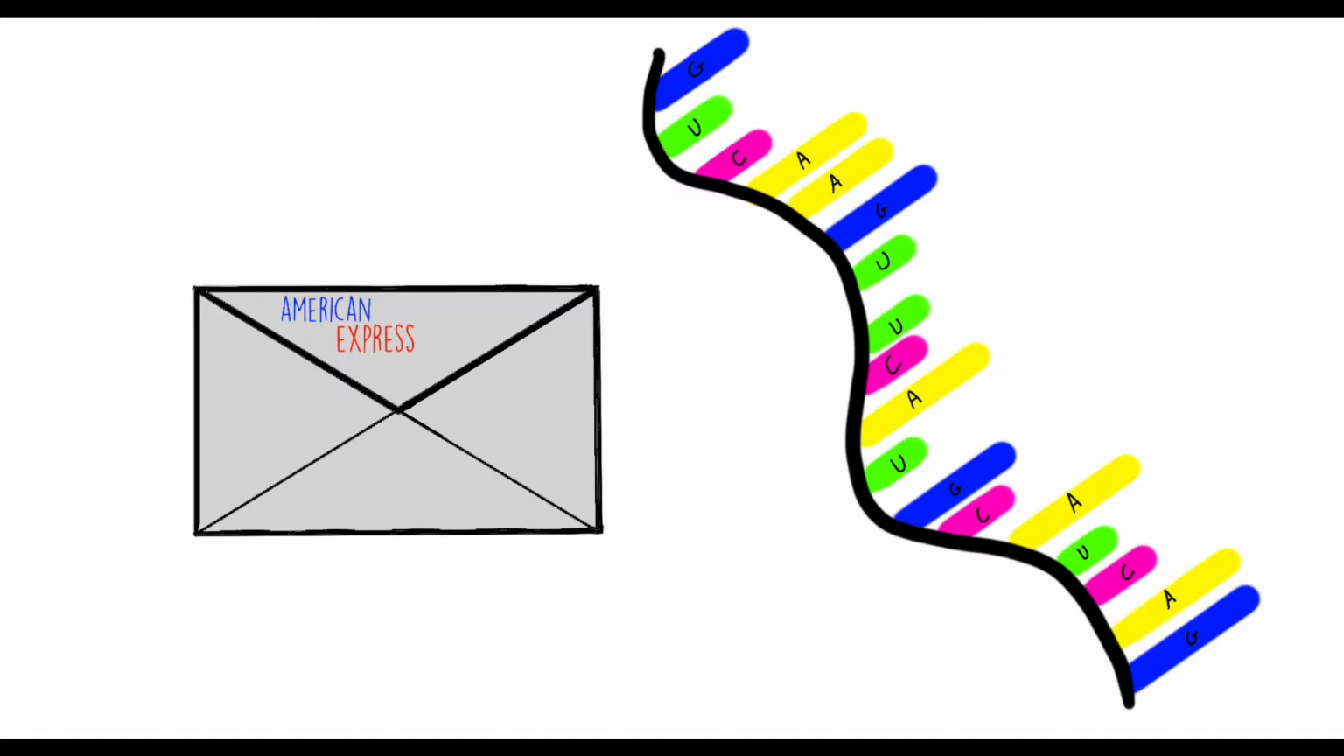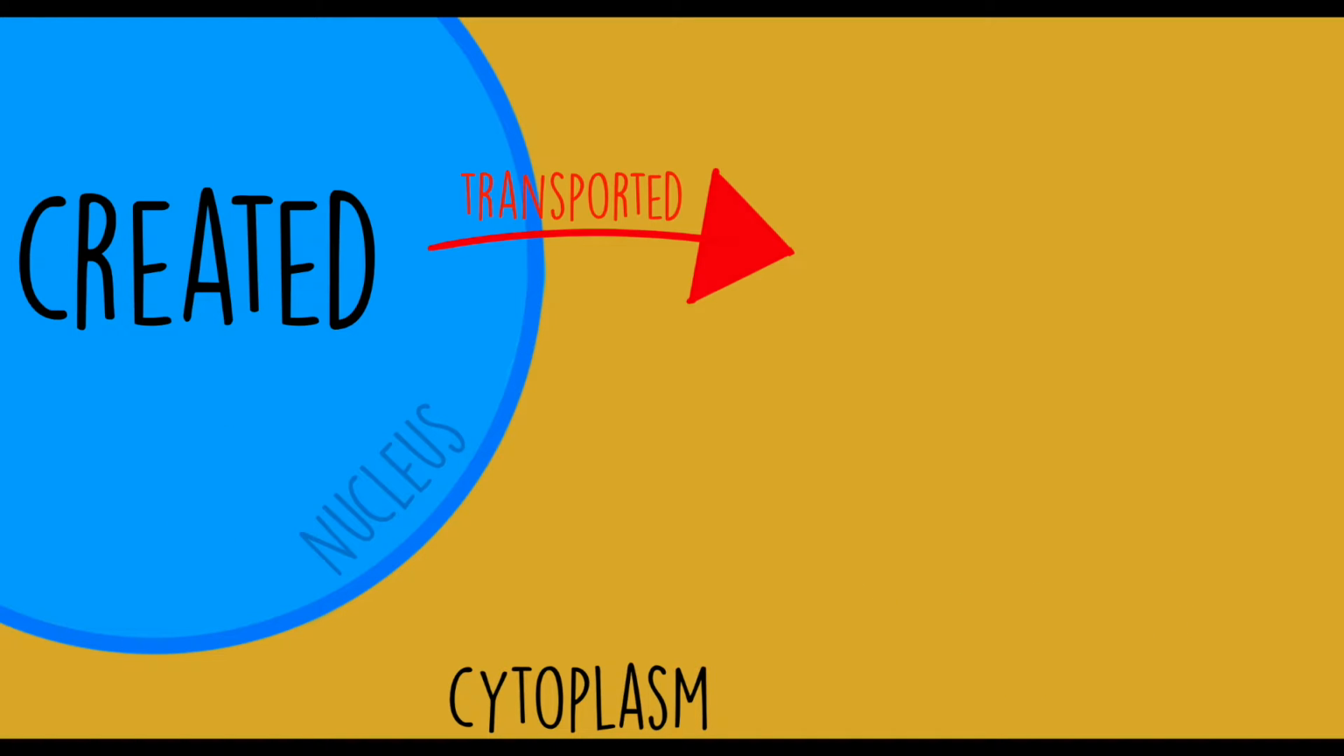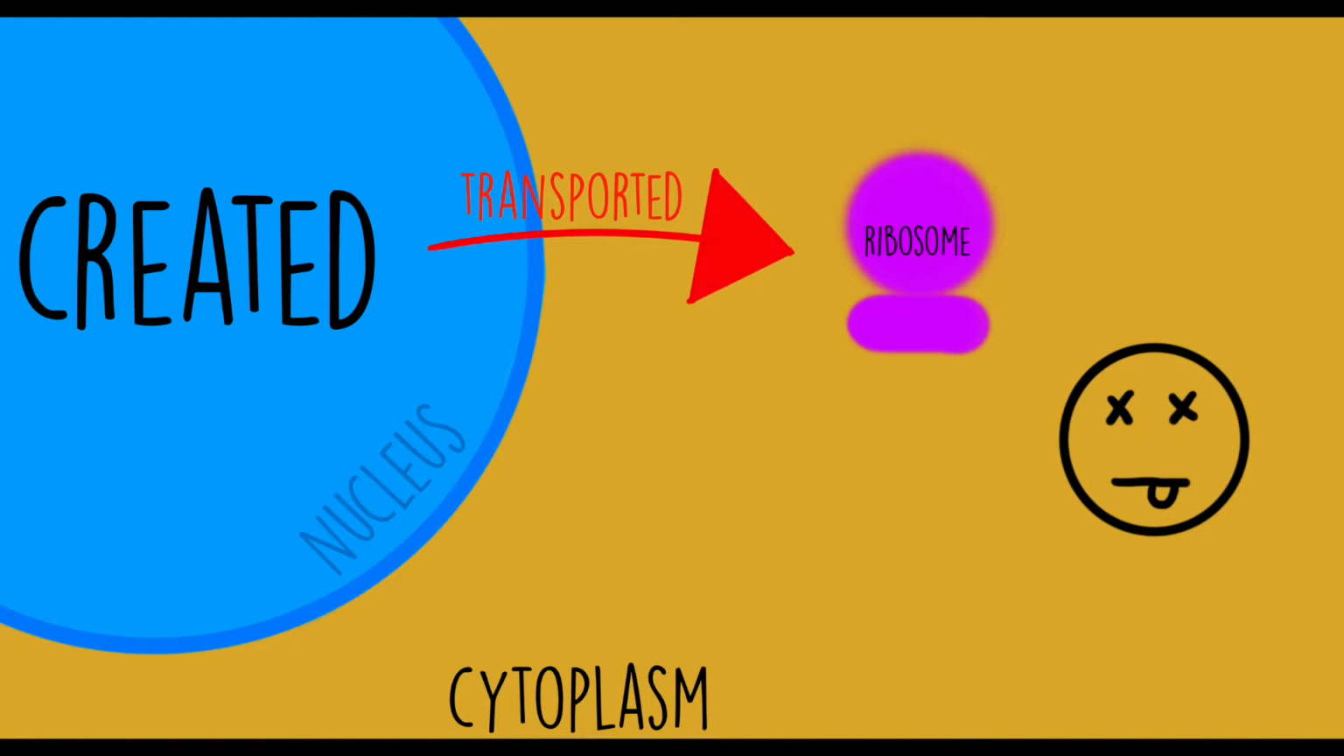mRNA, also known as messenger RNA, is responsible for transporting information from DNA out of the nucleus and into the cytoplasm, where it is used for a multitude of processes. It is created in the nucleus, transported to the ribosome, and then degrades once it has served its purpose.